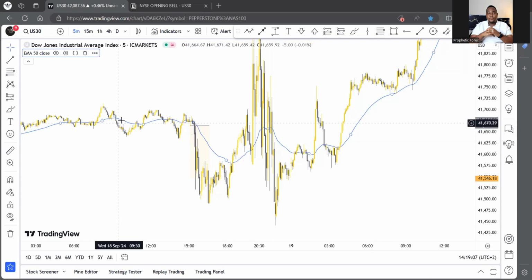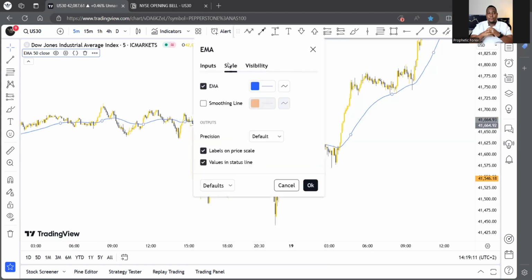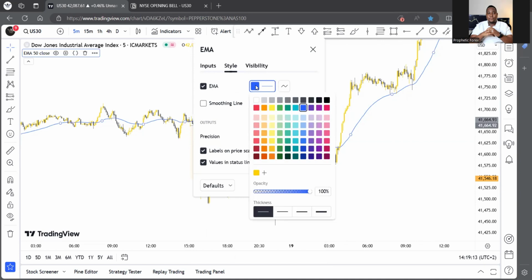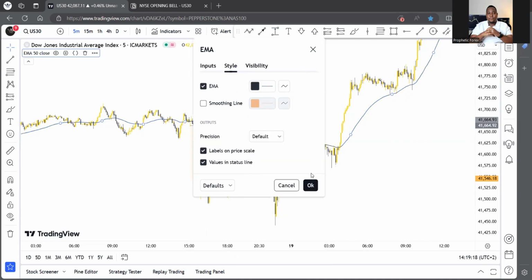You can just change the color if you want to. Some of us like our charts to be quite nice and pleasing, or rather matching your brand, whatever you want to do. I'll just turn it into black over there.